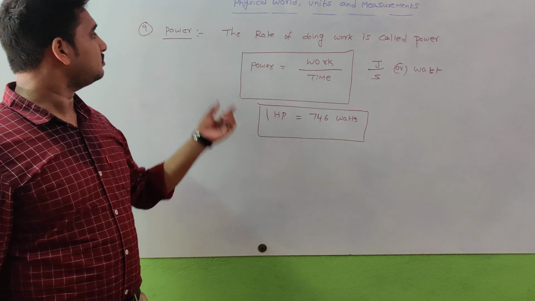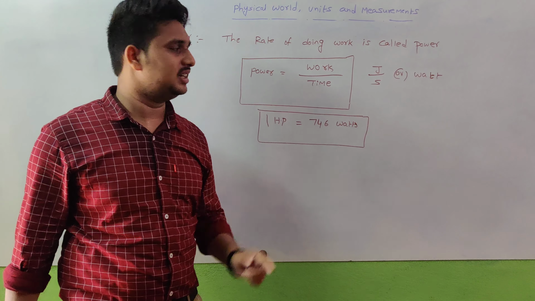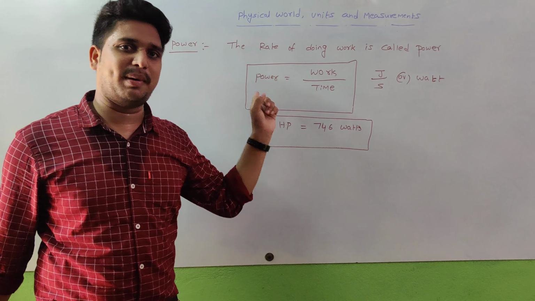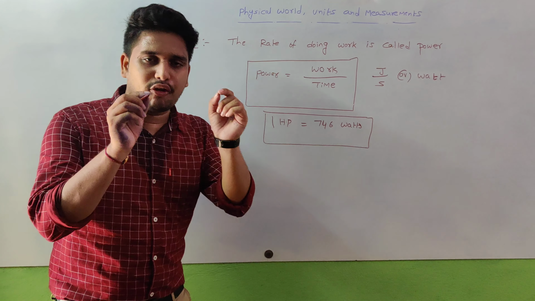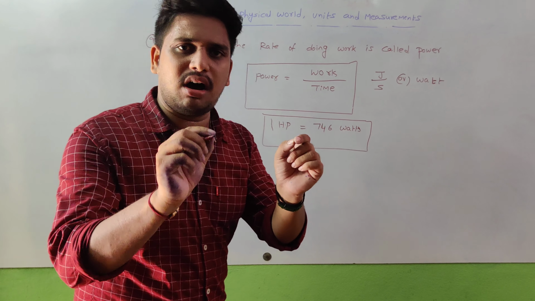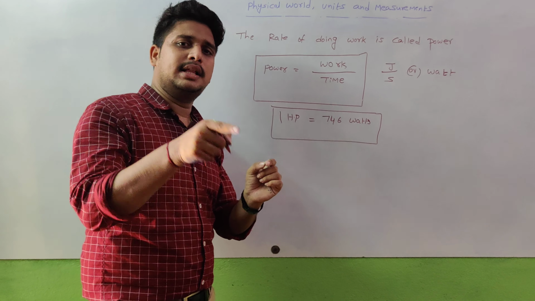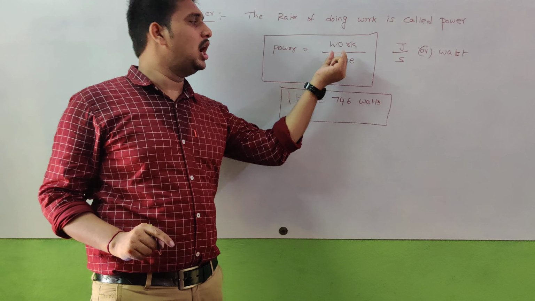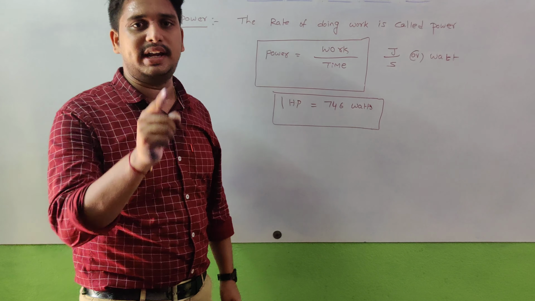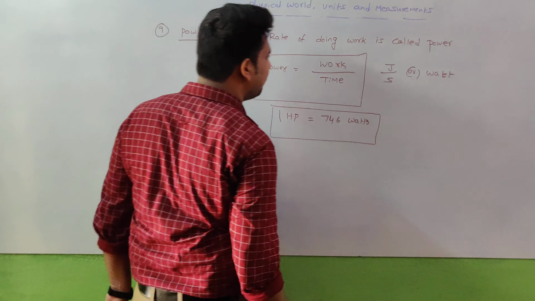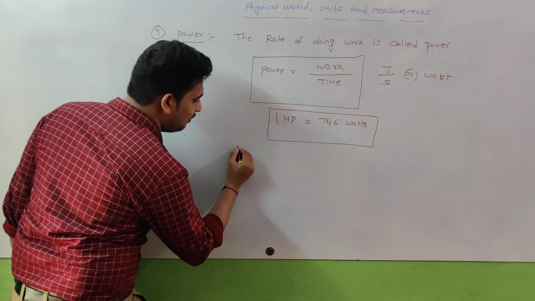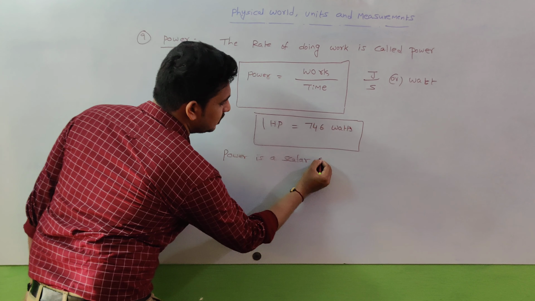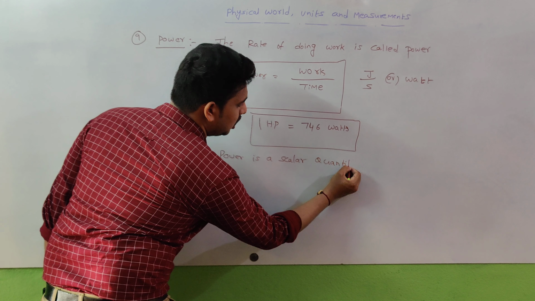And one more thing here. Is power a scalar quantity or a vector quantity? You observe here, work is a scalar quantity, time is a scalar quantity, so definitely power will be a scalar quantity. In the formula, power is equal to work by time, both parameters are scalar quantities, then definitely the total term will be a scalar quantity. So power is a scalar quantity.